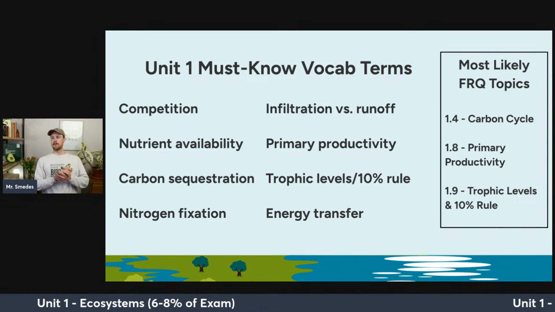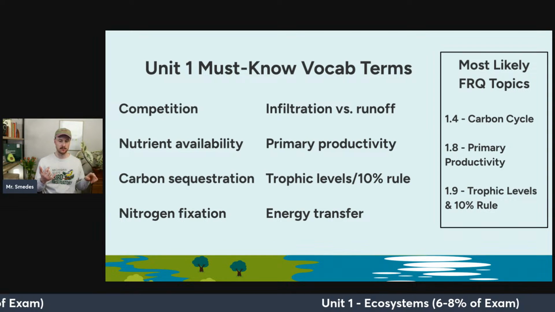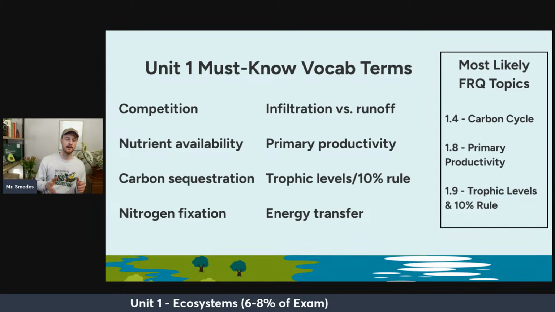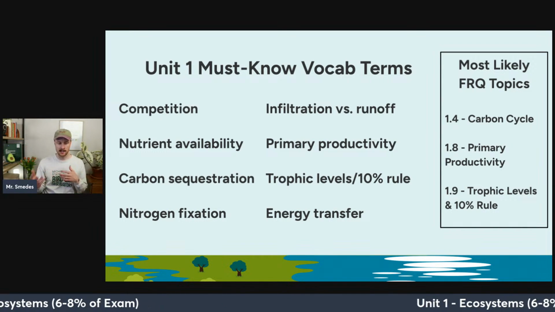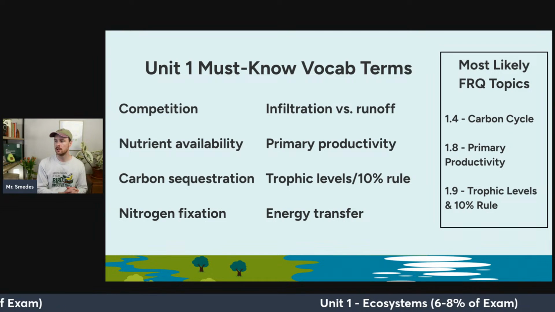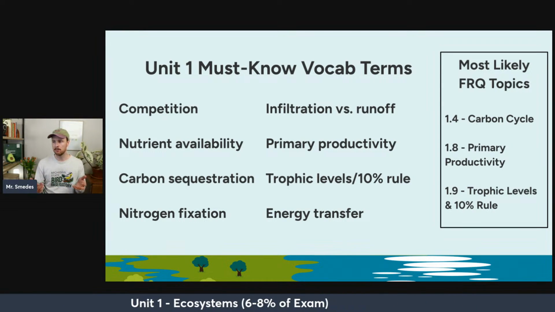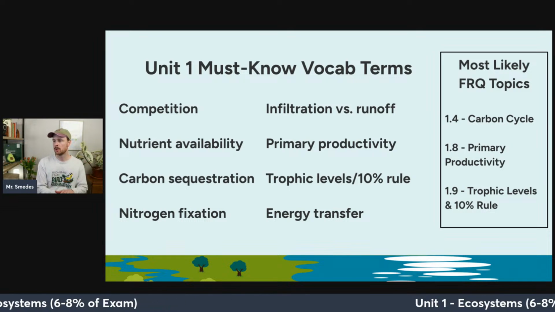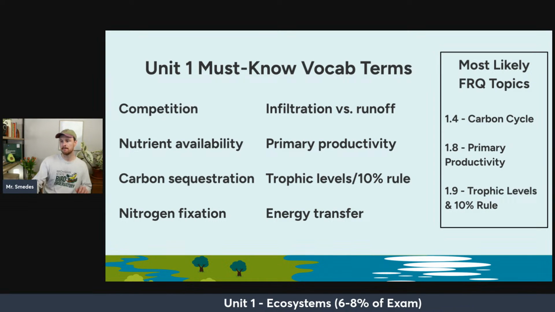So most likely FRQ topics, carbon cycle, it just comes up a lot. There's the combustion of fossil fuels, there's carbon sequestration. I would review 1.4 if you're nervous about Unit 1. Primary productivity has a likelihood of coming up on an FRQ. We're often talking about plants growing, their rate of growth, factors that affect their rate of growth. Primary productivity could very well come up. 10% rule as well, right? We went over the why behind that.